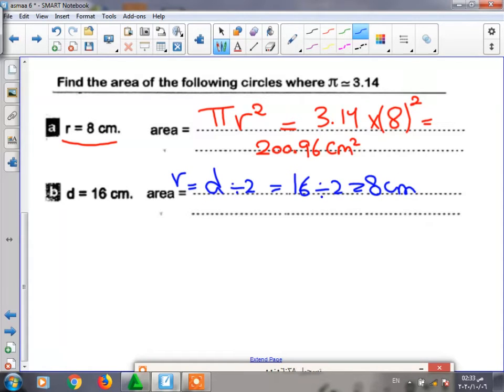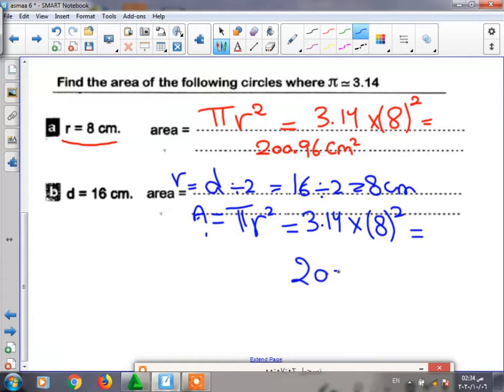After this step, now go to find the area. Write the rule of the area equals pi r to the power 2 equals, put the value of pi, 3.14 times the radius, which will be 8, don't forget to write power 2. I think the value will be the previous one, which equals 200.96 squared centimeters.